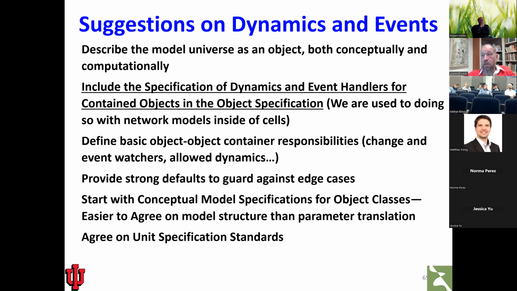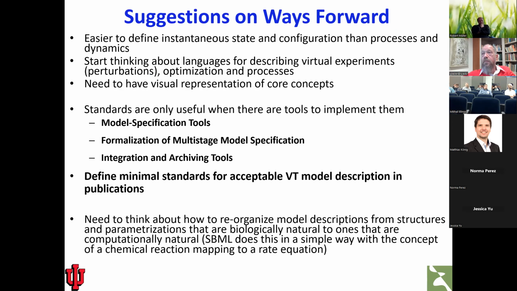And I think that we should start at the level of conceptual model specification for object classes. I think it's easier to agree upon model structures than on details of parameters. As Herbert always likes to point out, standards are only useful when there are tools to implement them. And so we need tools for model specification, for integration, archiving. Yesterday, there was a good point that it would be nice to have some high-level minimal standards for what's required when you publish VT models, essentially templates for how to present these complex models in publications.